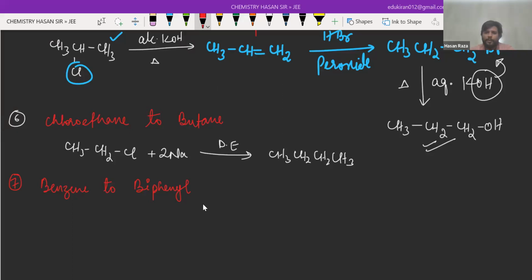Biphenyl is basically double phenyl. If you want to draw the structure, this is what biphenyl looks like. Very easy it is. Yes, exactly, Tariq. Its reaction. Very good, Shahid.